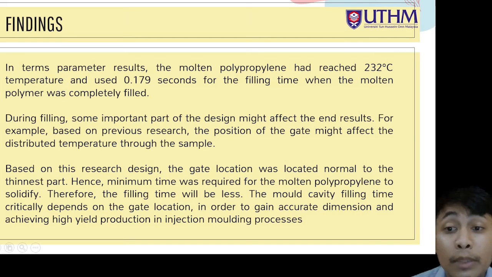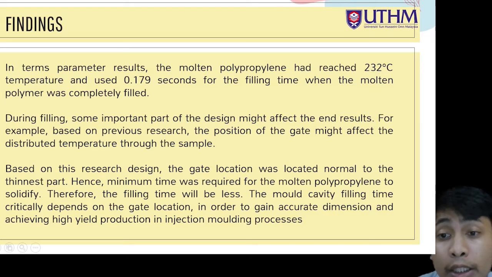the thermal parameter result. The molten polypropylene reached a temperature of 232 degrees Celsius and used 0.179 seconds for filling time when the molten polymer was completely filled. So from this statement we can see the filling time is 0.179 seconds, which is reached from a temperature of 230 degrees Celsius.